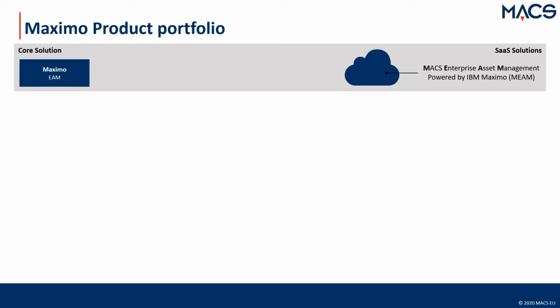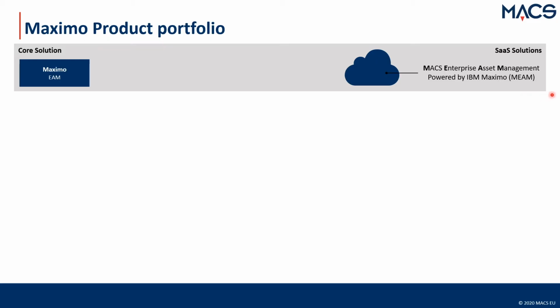If I then dive a little deeper into Maximo itself, we can see the Maximo product portfolio, which I want to start with the core solution. On the left side, we can see the Maximo EAM core solution, which you can see also as an on-premise solution. And on the right side, we see our white label product, Max Enterprise Asset Management, powered by IBM Maximo, or as we like to call it, MEAM, which is a SaaS solution.